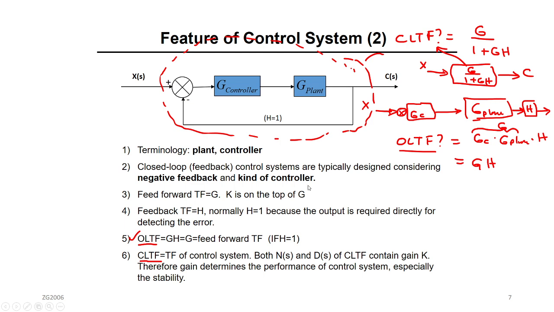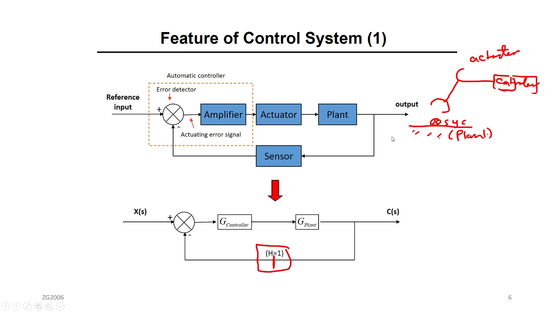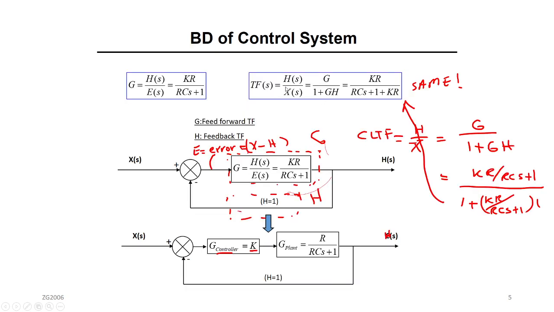Okay. Now remember in the CLTF, G over 1 plus GH, in the previous example, this is CLTF, right? Where do you see the controller? We see the controller both in the numerator and the denominator. What do we call this denominator? This denominator is your characteristic equation. Do you remember what the characteristic equation is? The roots of the characteristic equation will determine the stability of the system. We will talk about it, inshallah, next.